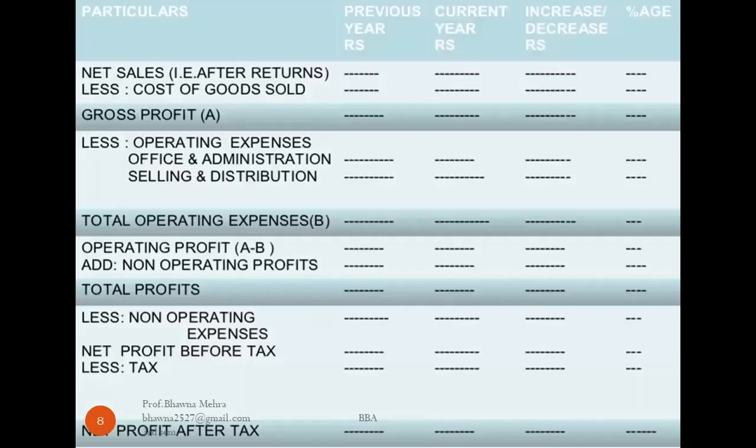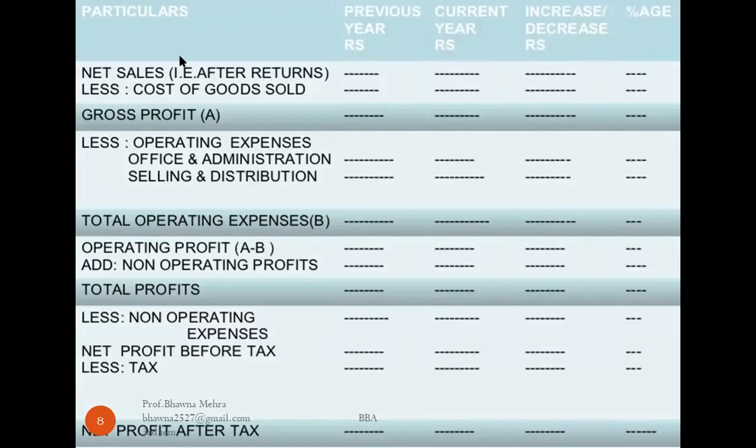So this is the format of the comparative income statement. On that basis, we have to do the practical sums. There is a first column of particulars. The second one is the previous year, and the next one is the current year. Next is increase and decrease, and next is percentages.